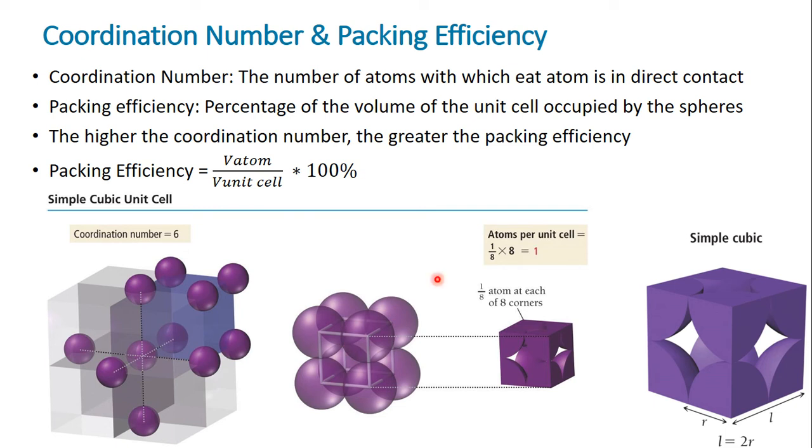And generally, the higher the coordination number, the greater the packing efficiency. And we calculate packing efficiency by taking the volume of our atoms divided by the volume of our unit cell times 100.